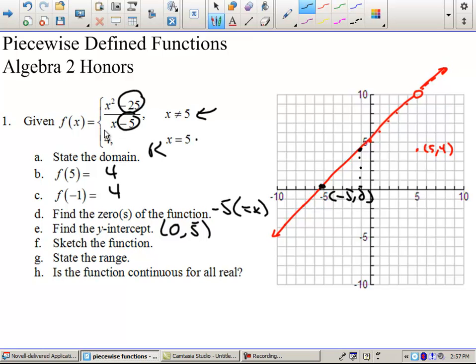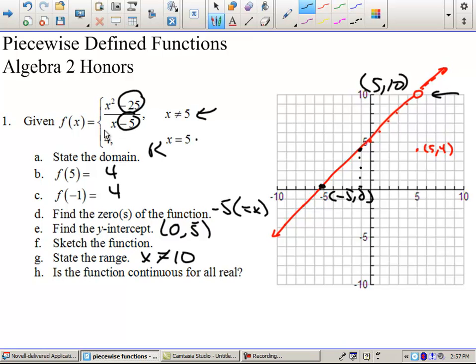I've already sketched the function. What's the range? Well, this line takes care of every point except this point right here. This hole, remember, was at (5, 10). It appears that I'm never going to get a y value of 10. I can get any other y value in the whole world except 10, so I'm going to call the range y is not equal to 10. We could say y where y is an element of the reals, y is not equal to 10.